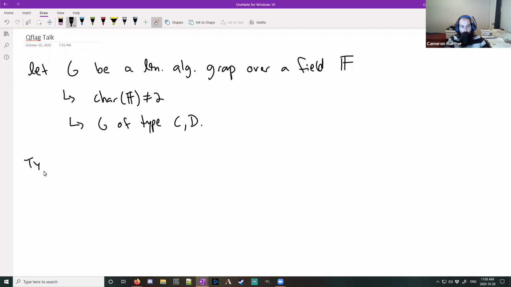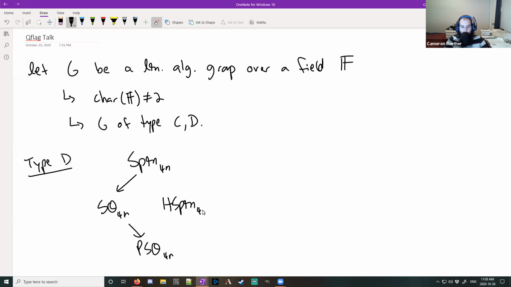So just a quick reminder, type D: the spin group is the simply connected group. The special orthogonal group is, as everyone is familiar with. The adjoint group is projective special orthogonal. And the half-spin group from the title is the other central quotient, because when n is divisible by 4, there's 2 quotients. I'm also interested in type C, for which I'll be using the notation of the symplectic group and the projective symplectic group.